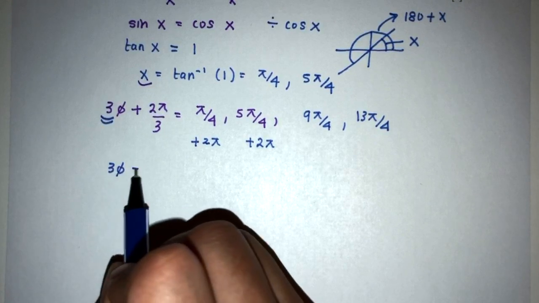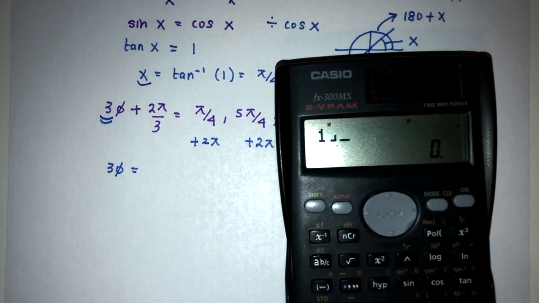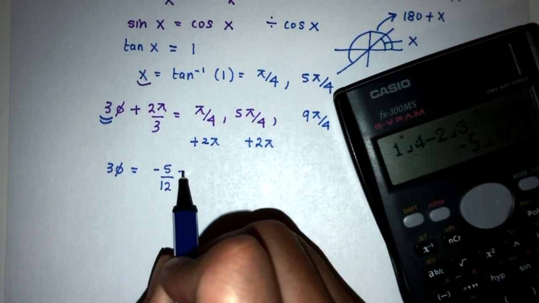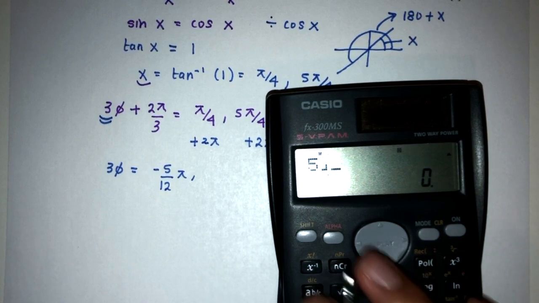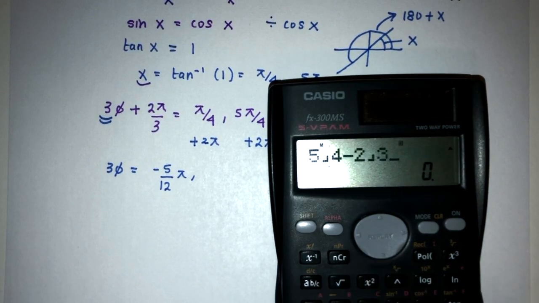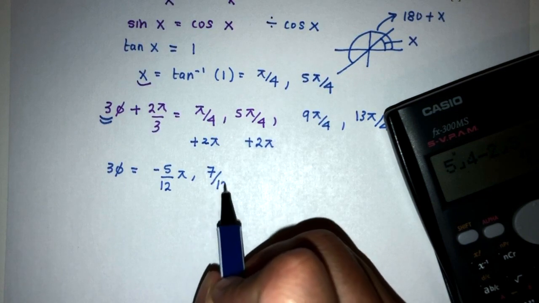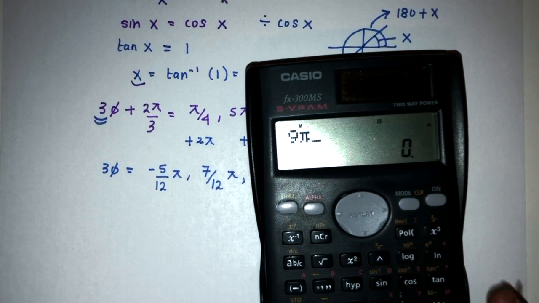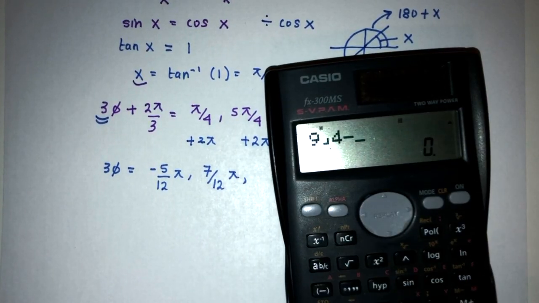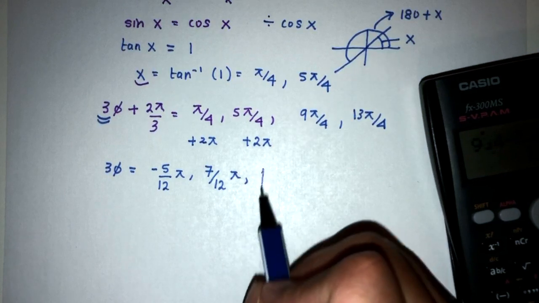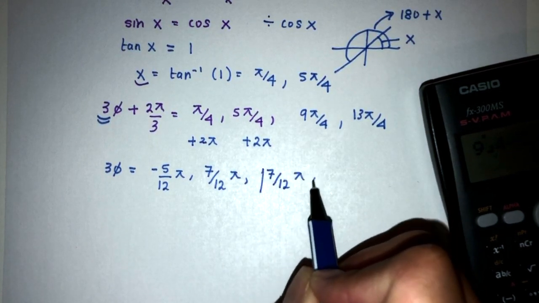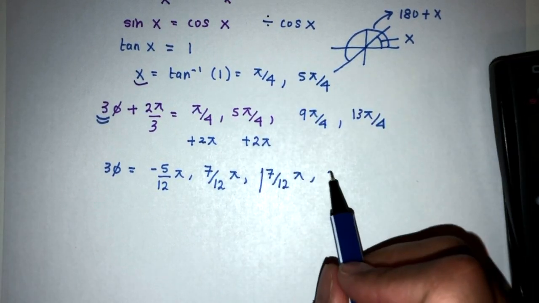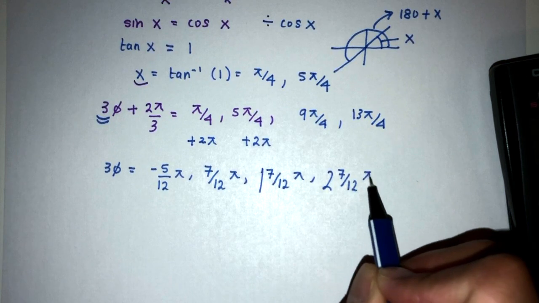So let's solve now. 3 psi will be 1 over 4 minus 2 over 3, that should be minus 5 over 12 pi. And then we have 5 over 4 minus 2 over 3, that should be 7 over 12. And then we have 9 over 4 minus 2 over 3, that should be 19 over 12. And then finally 13 over 4 minus 2 over 3, that will be 29 over 12 of pi.